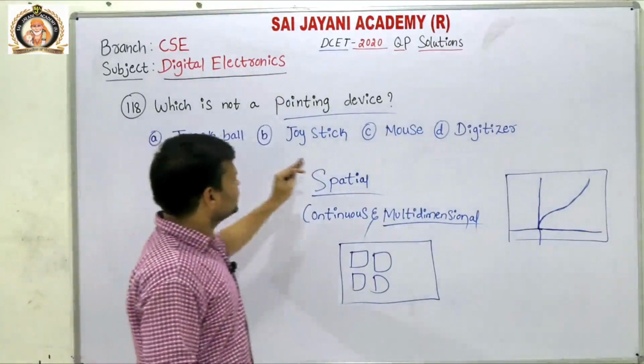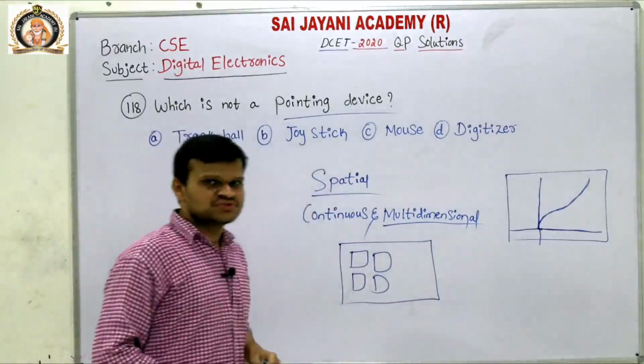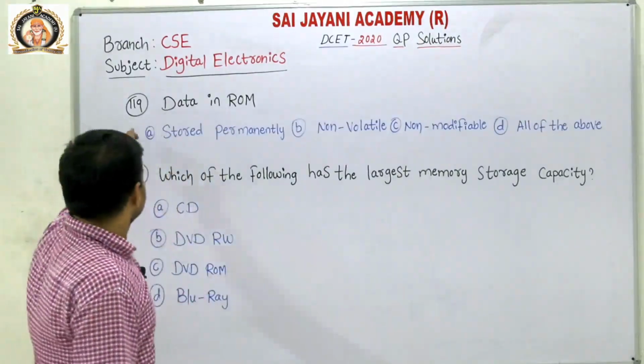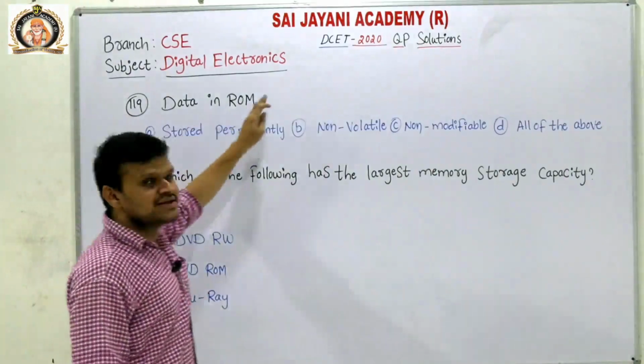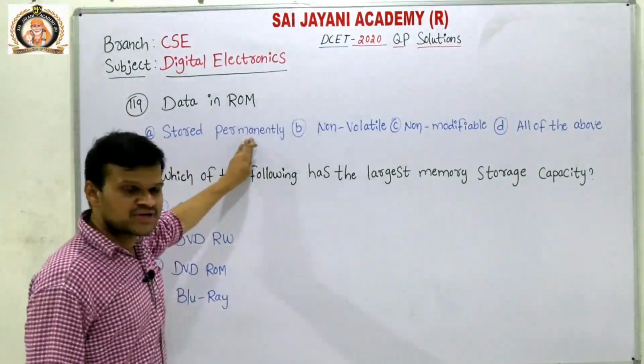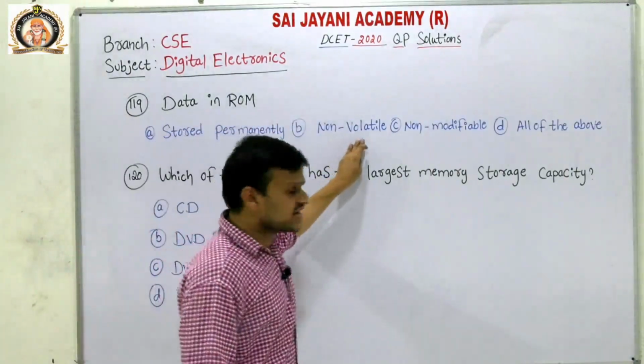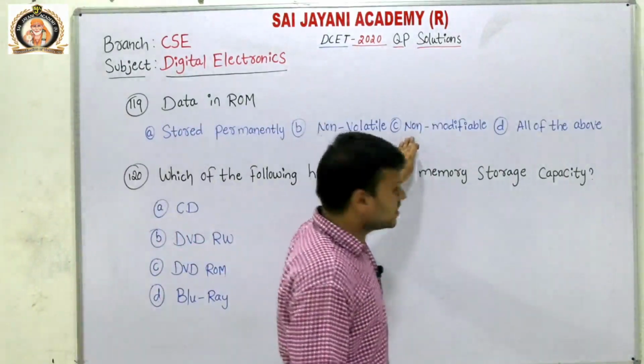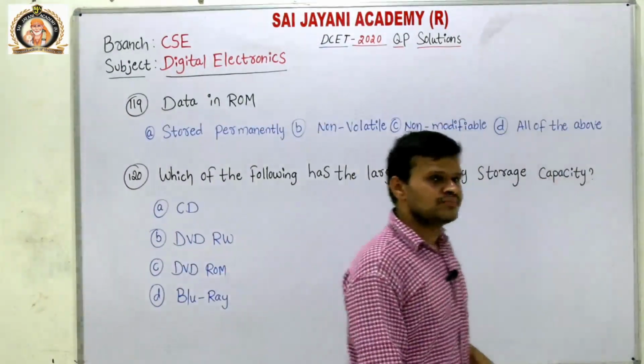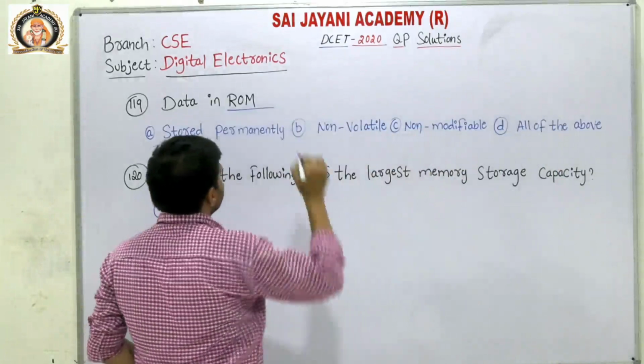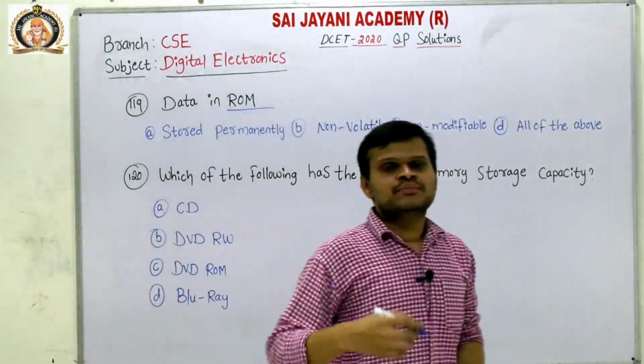So we will not consider any of these options. The question number 119, data in ROM. Option A, stored permanently. Option B, non-volatile. Option C, non-modifiable. Option D, all of the above. Here ROM, read-only memory. It is the permanent memory.